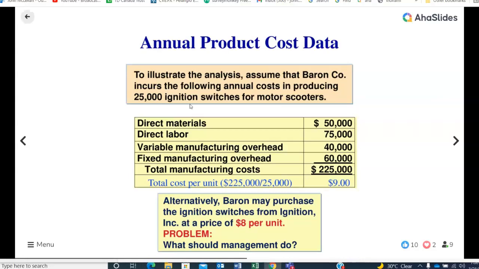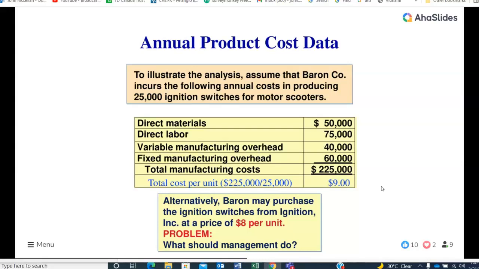Now, to produce the 25,000, they incur 50,000 in direct material. They incur 75,000 in direct labor. They incur 40,000 in variable manufacturing overhead. And they incur 60,000 in fixed manufacturing overhead. Keep in mind that fixed manufacturing overhead is rent and AC and depreciation on the equipment. So they have 225,000 in costs to produce 25,000 ignition switches, which is $9 a switch.